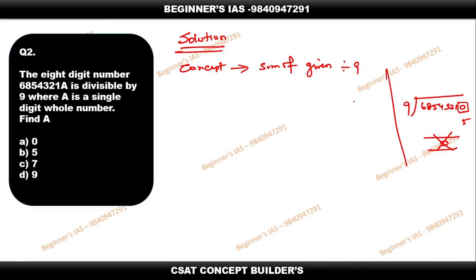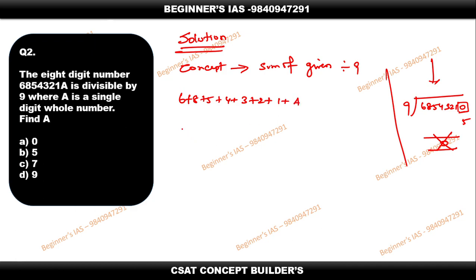Even if you know this concept, you can solve. Even if you don't know, by using this you can solve. But don't leave the question in your examination hall. So try. So these are all very easy topics. What is the concept? Sum of the given numbers. So 6 plus 8 plus 5 plus 4 plus 3 plus 2 plus 1 plus 8.